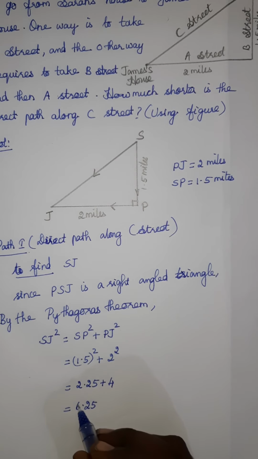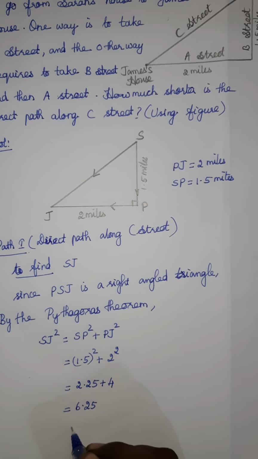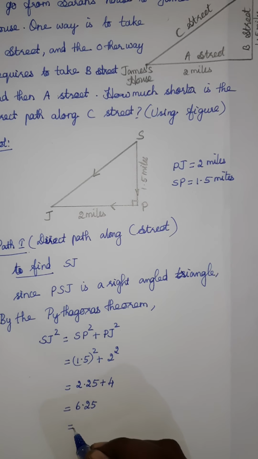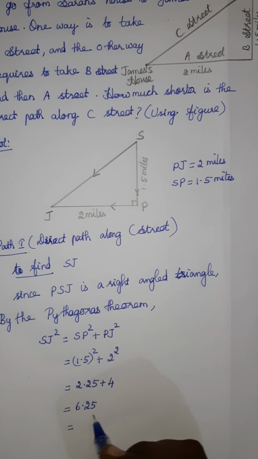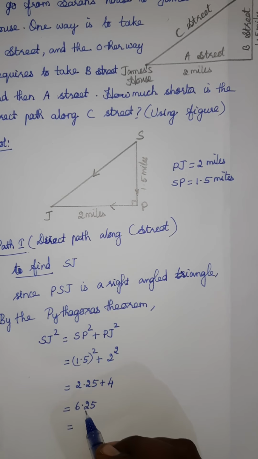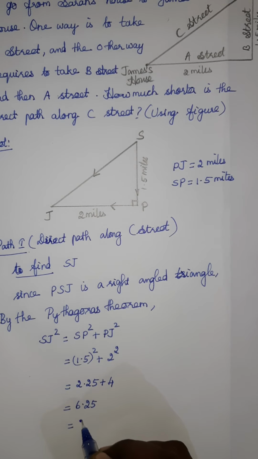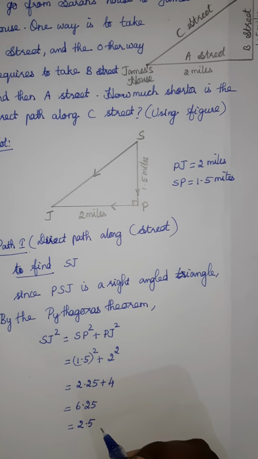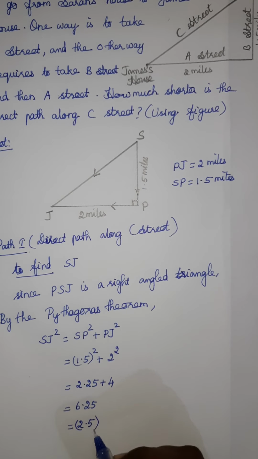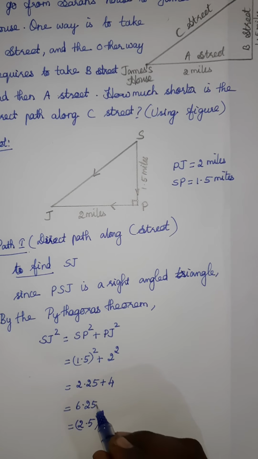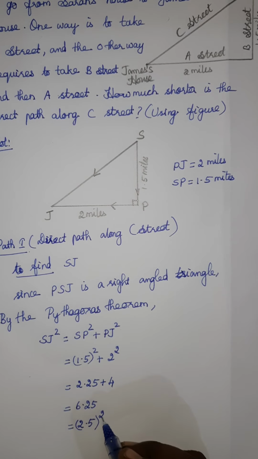What is the square root of 625? It is 25 square, so 625 equals 25 square. Here we have 2 digits in the decimal part of 6.25, so when you take the square root, you need 1 digit in the square root value, which gives 2.5. So this 6.25 is the same as 2.5 the whole square.